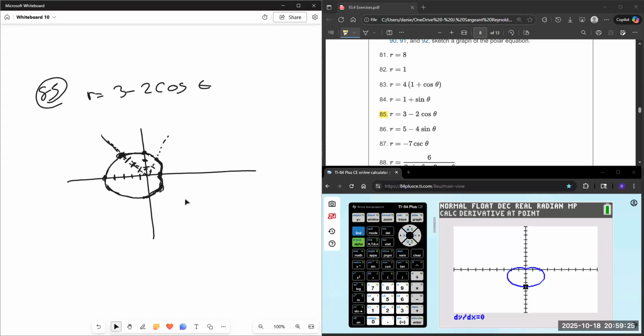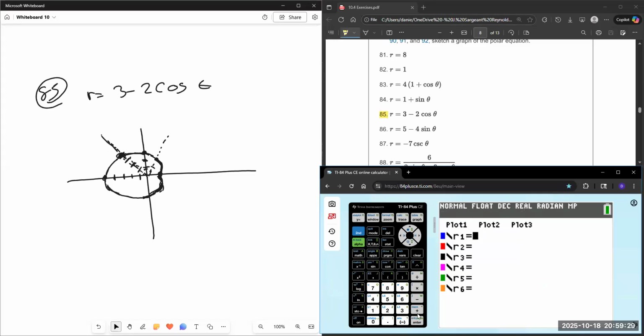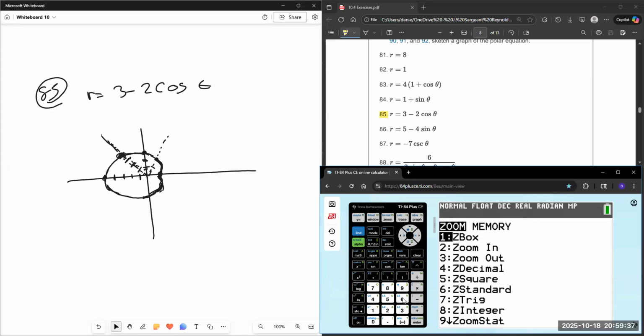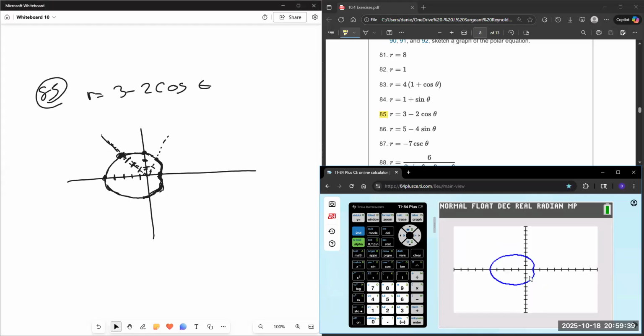And then let's let the calculator graph it just so you can see, 3 minus 2 cosine of theta, zoom 6 for polar, and there it is. It looks something like that. It's got this little dimple in it, which is what I was trying to show you here.